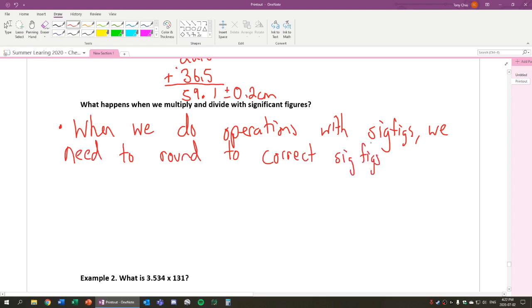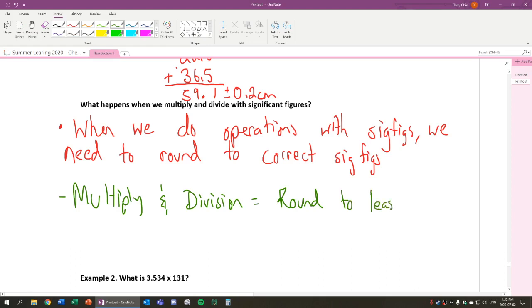And this is due to the experimental uncertainty that affects your last digit. So what is the rule of multiplying and dividing then? When you multiply and divide sig figs, because division is just a reciprocal of multiplication, you round to the least number of sig figs.